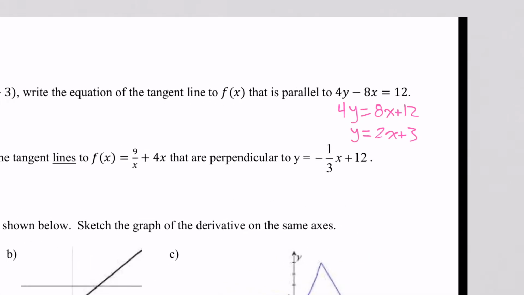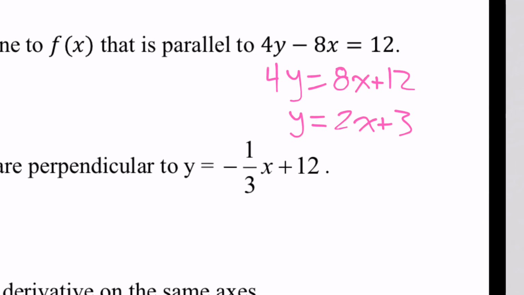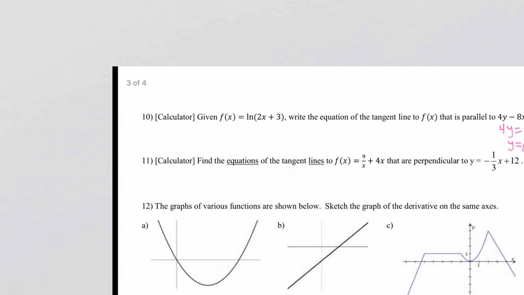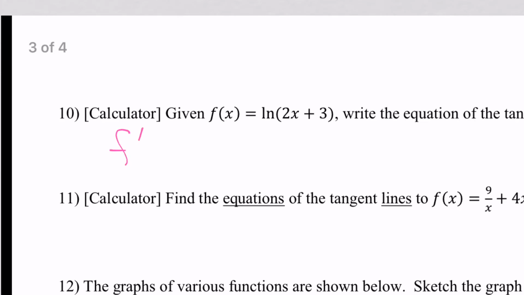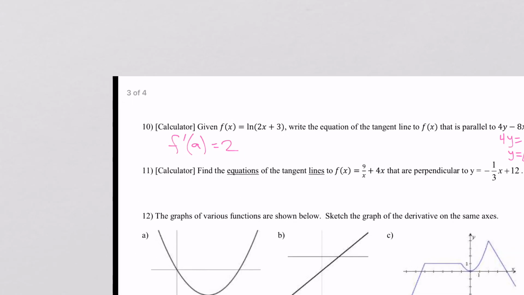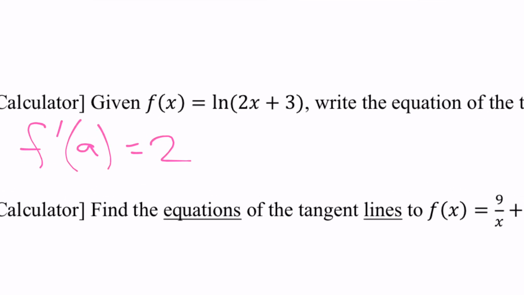We know that we want it to be parallel to this line, which means the slope of the tangent line has to be 2, which means f prime of whatever value we're looking at, let's call it a, has to equal 2, which means we need to do a couple things. If I were doing this problem, I would do this.